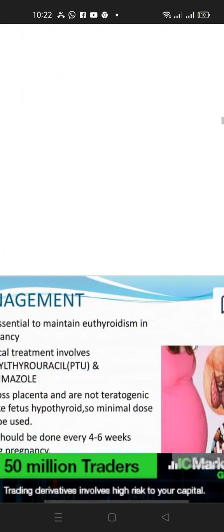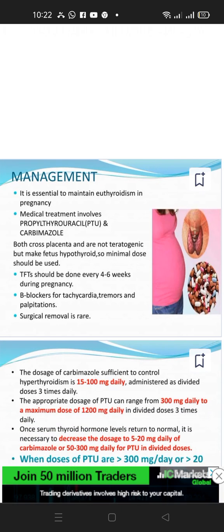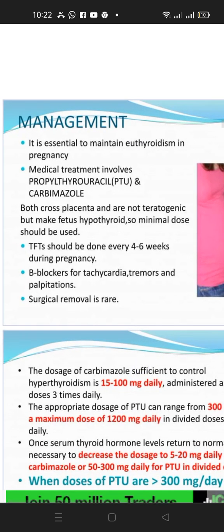And then what is the management? The management is very important in the patient. You have to make the patient euthyroid, in such a way that we have to keep the thyroid levels in the euthyroid range. So we have to give the anti-thyroid medications to suppress the levels of T3 and T4, and these drugs are named propylthiouracil and carbimazole. Basically they both cross the placenta, and they are not teratogenic.